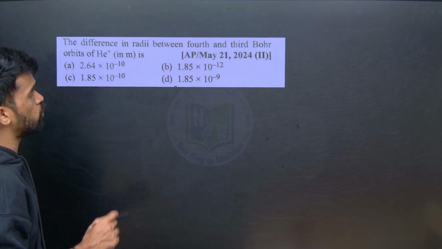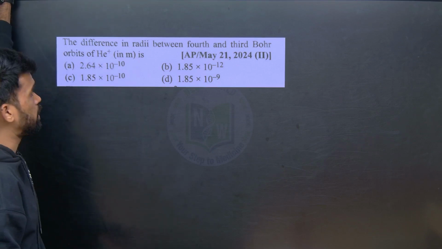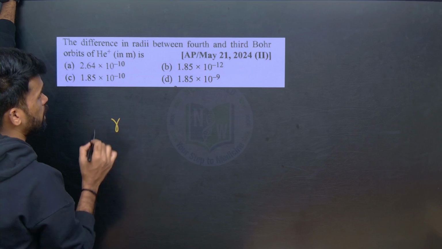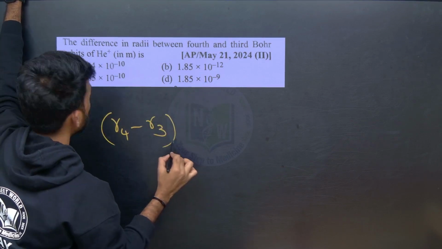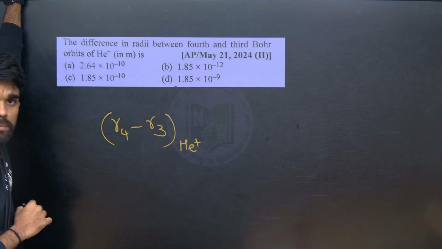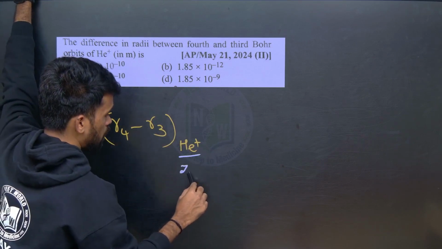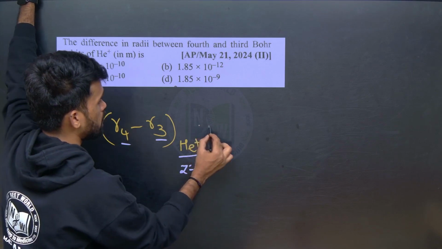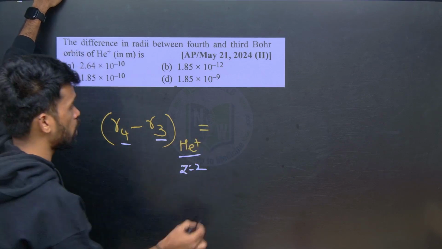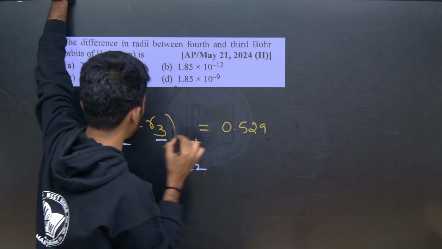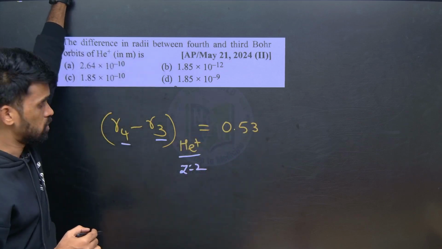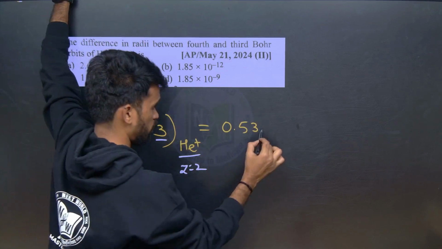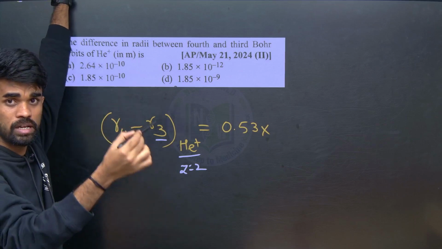Let us have one more question. The difference in the radius between the fourth and third Bohr orbit of helium plus. Difference means R4 minus R3 of helium plus. The atomic number of helium plus is 2, Z value is 2, and the n values are mentioned here. What is the radius formula? 0.529, this number is common in both cases. So for our simplification purpose, let us take 0.53 into n square by Z square.